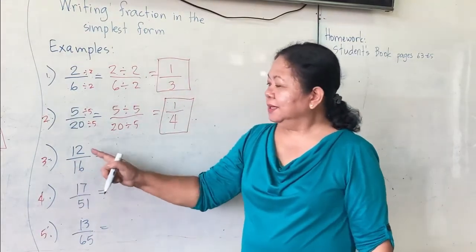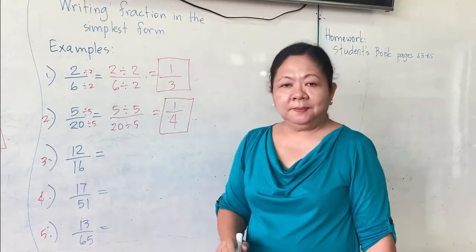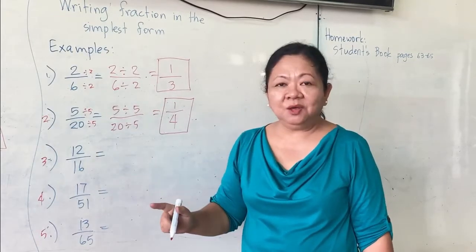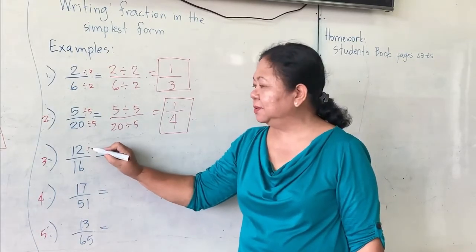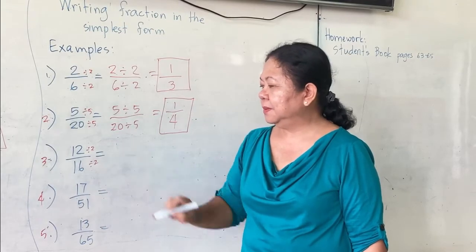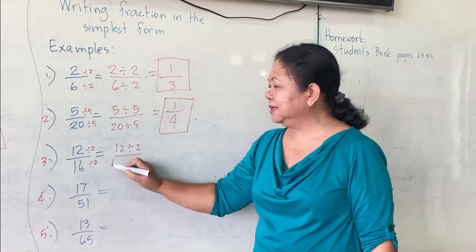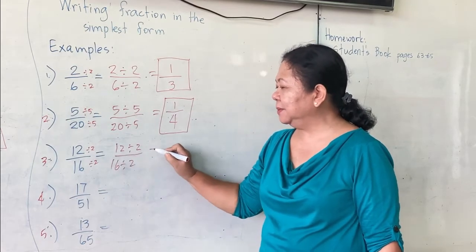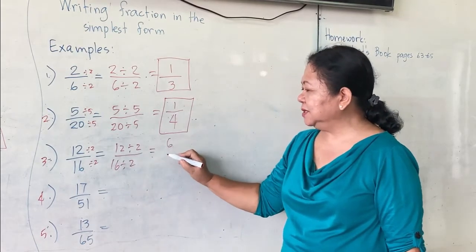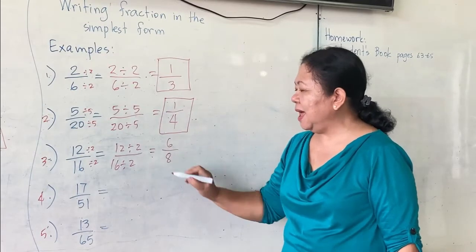Number 3, 12 over 16. So here, let us try dividing both by 2. Okay. 12 divided by 2 and 16 divided by 2. 12 divided by 2 is 6. 16 divided by 2 is 8.